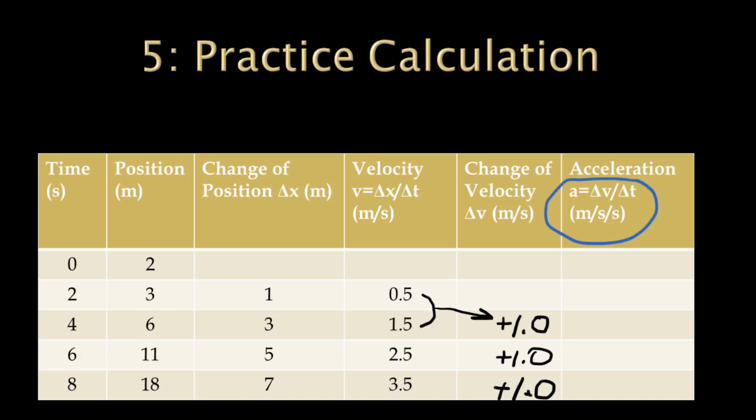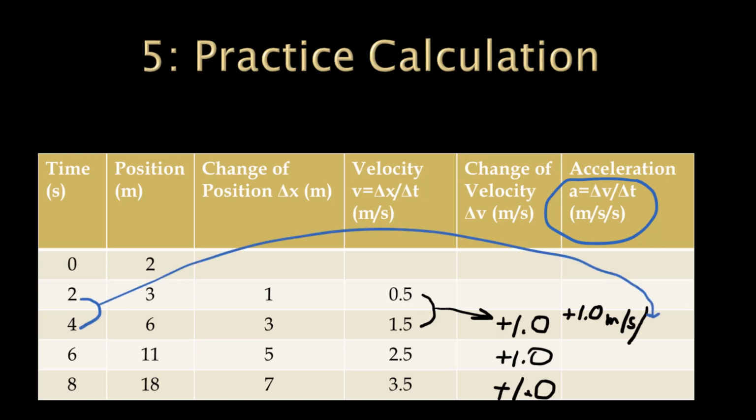To calculate acceleration, we take that change of velocity and divide it by the change of time. Let's take a look at what the average acceleration was from 2 to 4 seconds. I take my change of velocity, plus 1 meter per second, and I have to divide that by the change in time from 2 to 4 seconds. Divide that by 2 seconds, and I have, I'm going to draw it up here, 0.5 meters per second per second.